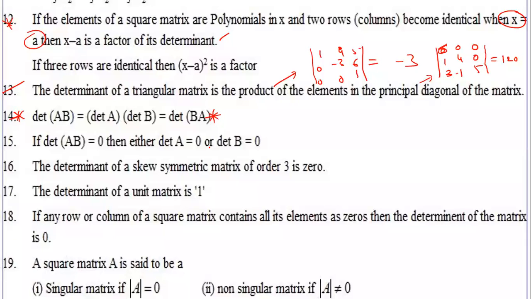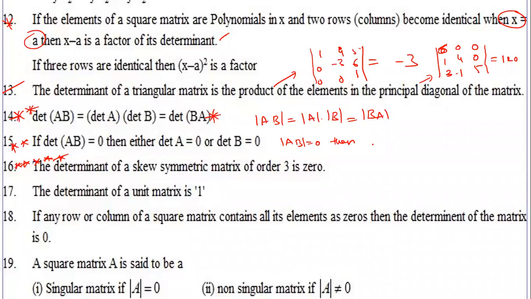See, determinant of AB is equal to determinant of A into determinant of B. It can be written as determinant of AB. Star marks, very, very important. I'm giving star marks. This is double star. This is triple star. The 16th one you can directly give 5 stars. 14th one, okay. 15th one, see, determinant of AB is 0.